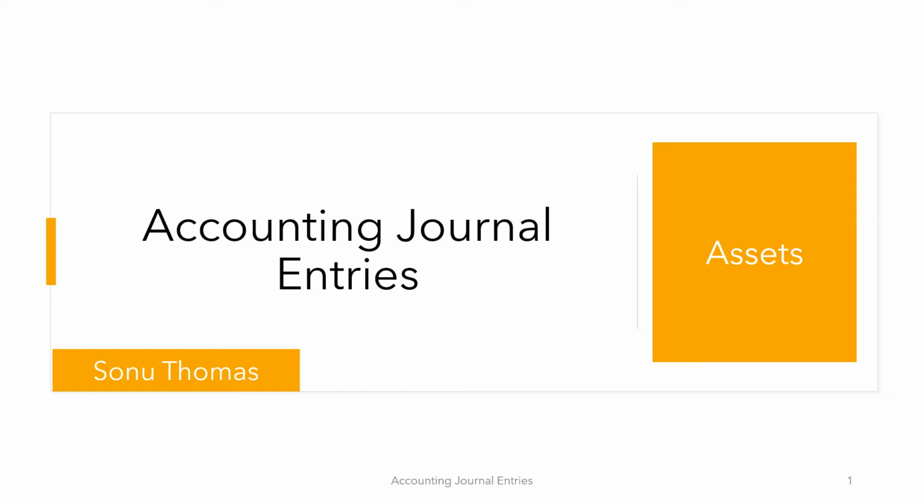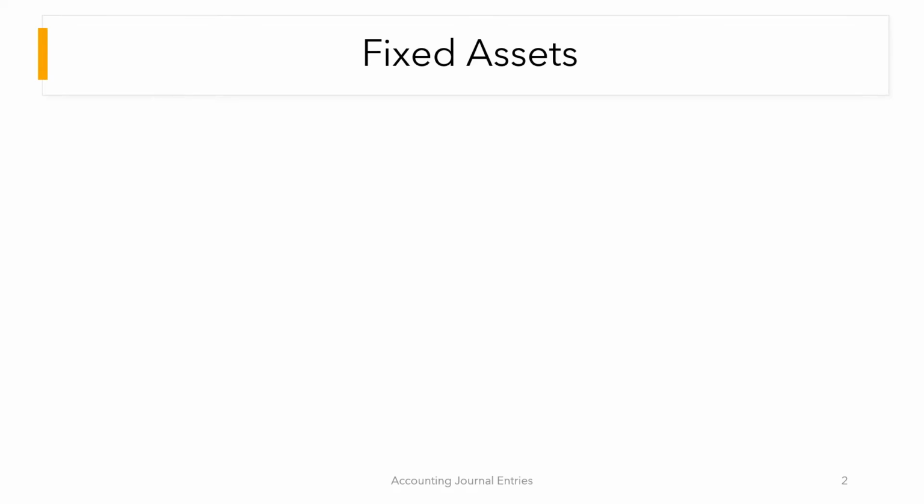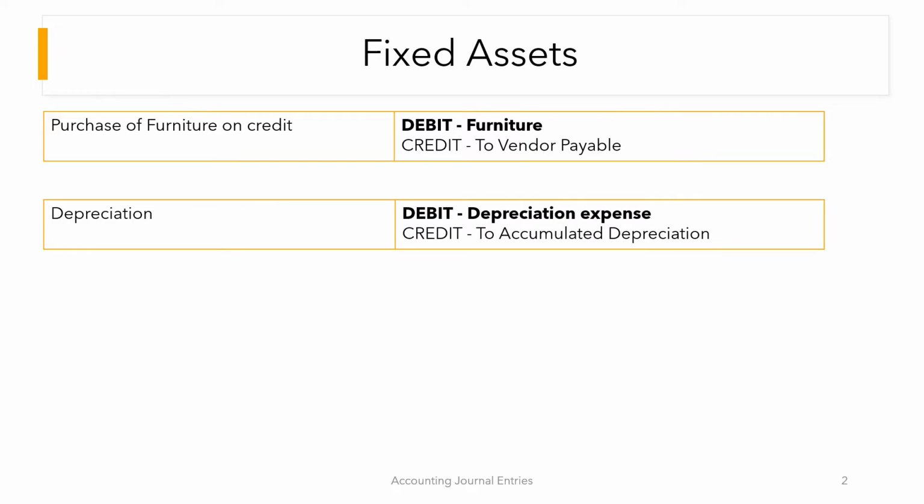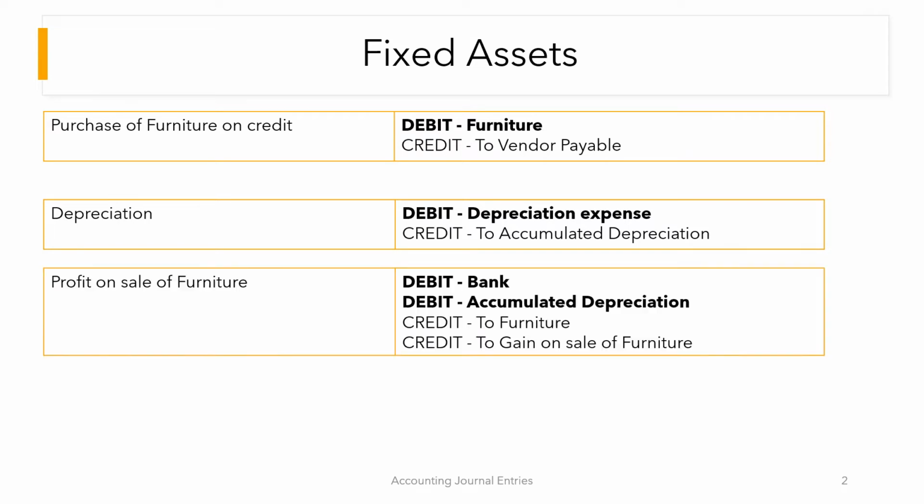So let us look at the accounting journal entries for assets. Accounting entries for fixed assets are as follows. Purchase of furniture on credit. The accounting entry would be to debit furniture, credit to vendor payable. Entry for depreciation would be debit depreciation expense and credit to accumulated depreciation.